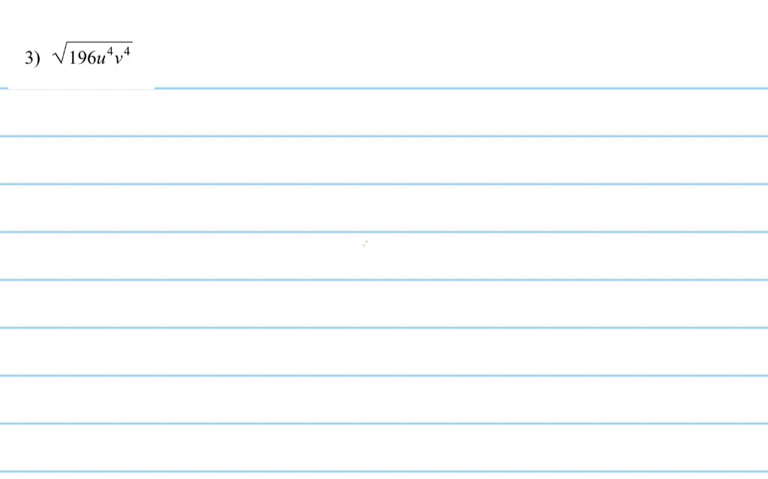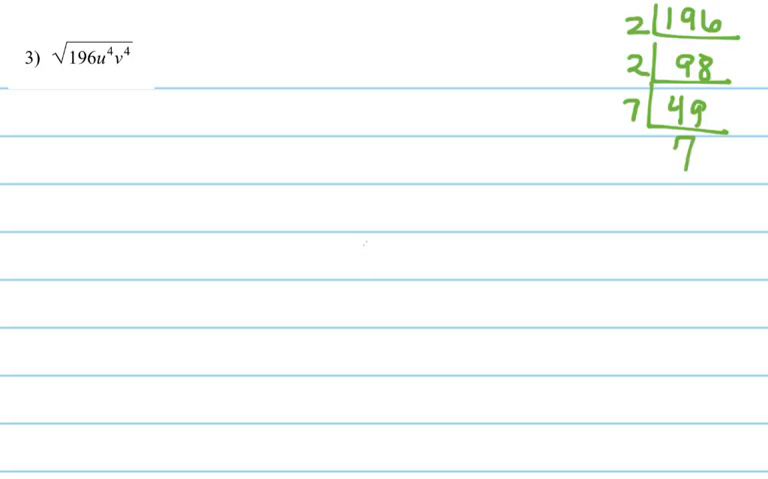So let's go ahead and go down to the next one. This is again a square root. I'm going to take that 196 and divide that by 2. Gives me 98. I'm going to divide that as well by 2, gives us 49. And divide that by 7 gives me 7.